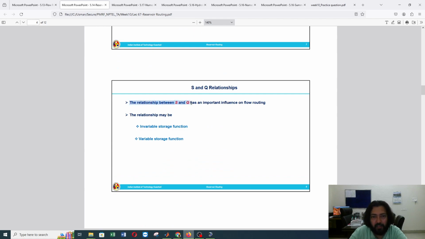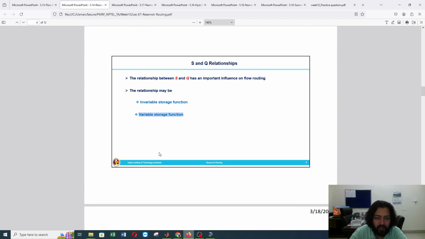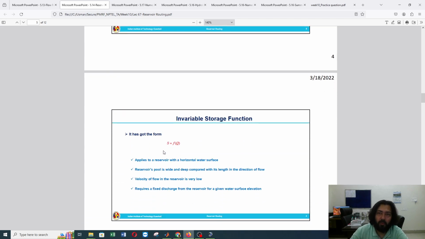Now that we have seen the relationship between S and Q, there may be two different types of relationship. The first is invariable storage function, and the second is variable storage function, right? Invariable storage function means storage is a function of discharge, and the important thing to remember here is it is applied to a reservoir with a horizontal water surface. If the water surface is horizontal, we apply invariable storage function. The name itself says invariable, that is, it is not going to change. So this is only going to apply when there is a horizontal water surface, and also when the velocity of flow in the reservoir is very low.